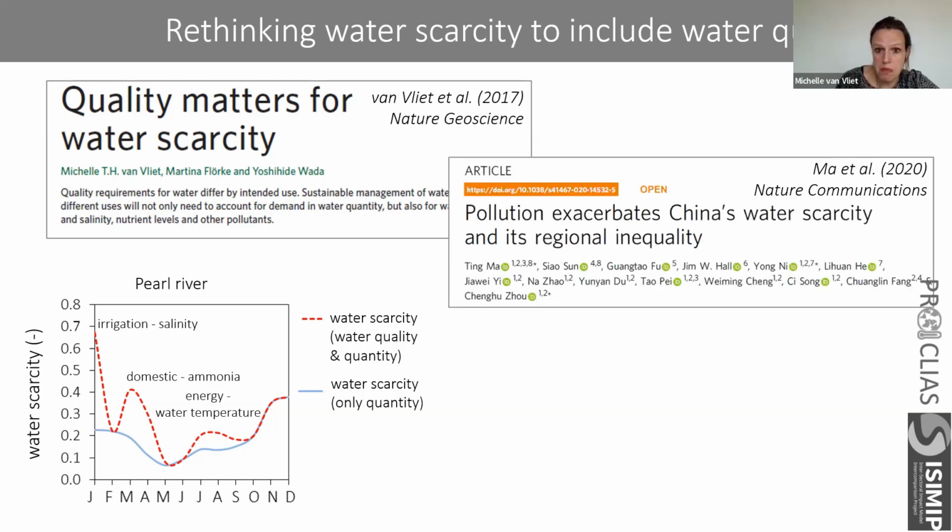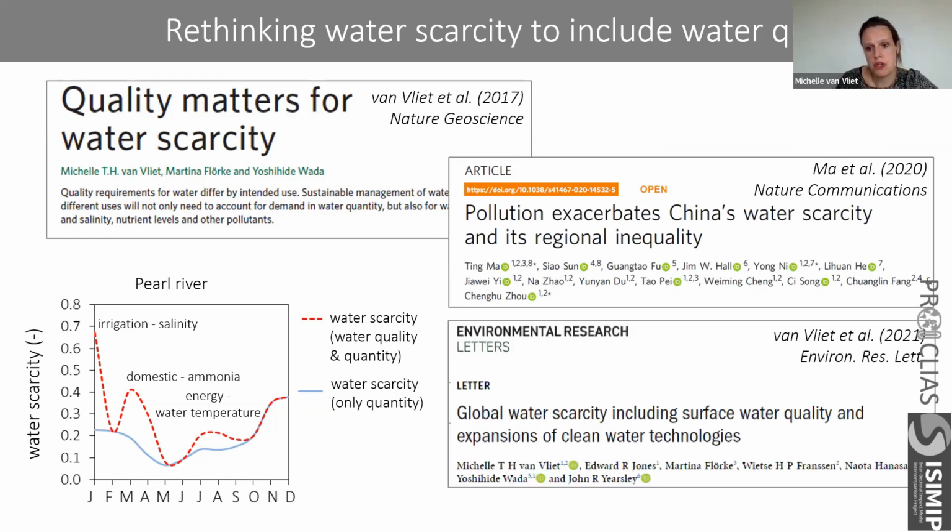Well, this concept has also been used by other research groups. An example is shown here of work led by Ting Ma, where they use this concept to quantify the impacts of water pollution on water scarcity in China. Recently, we also started to implement this concept at the global level, also accounting for impacts of water technologies on water scarcity, including desalination and treated wastewater reuse, as they are also considered key options towards water scarcity alleviation.